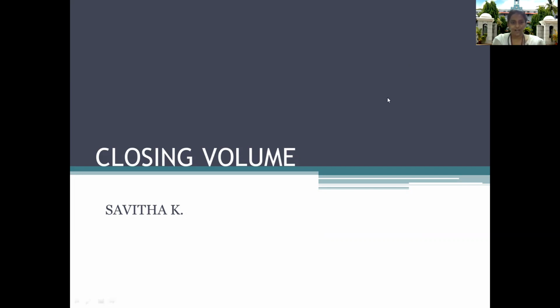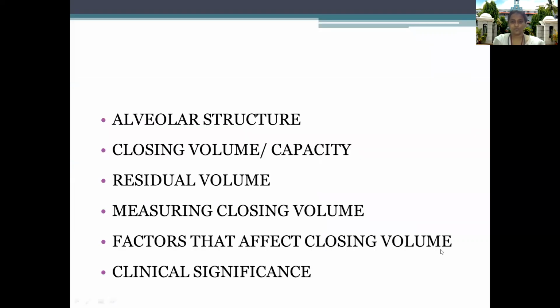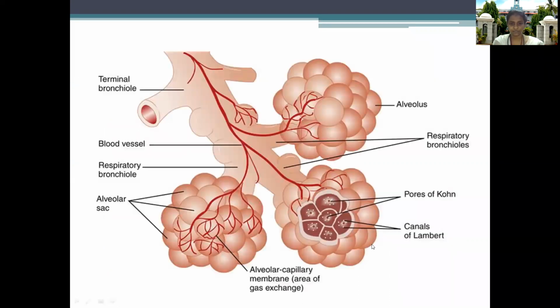Hello everyone. Today's topic is closing volume. So in this video, we will be going through a bit about the alveolar structure, the definitions of closing volume and closing capacity, residual volume, how we go about measuring the closing volume, and also factors that affect the closing volume and its clinical significance.